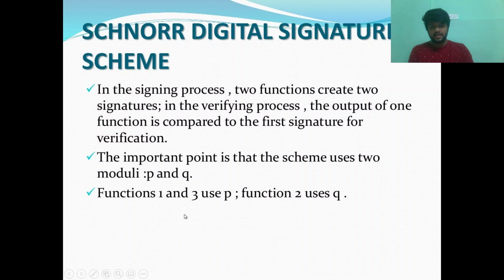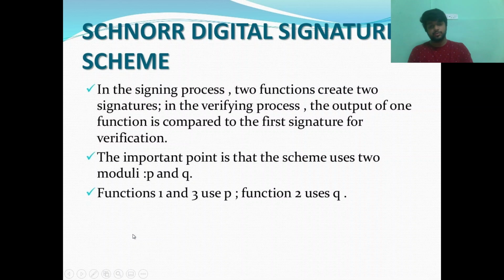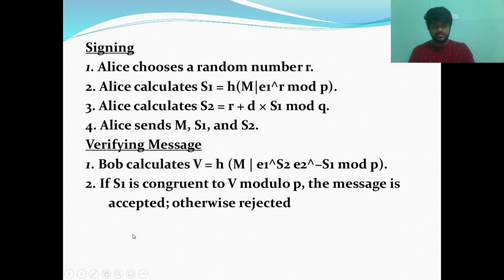So this is that. In the signing process, two functions create two signatures. In the verifying process, the output of one function is compared to the first signature for verification. The important point is that the scheme uses two moduli, P and Q. So function 1 and 3 use P, and function 2, which is the second signature, uses Q. So these are the main differences between them.